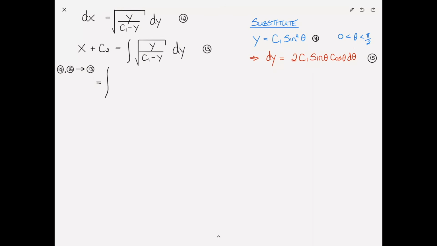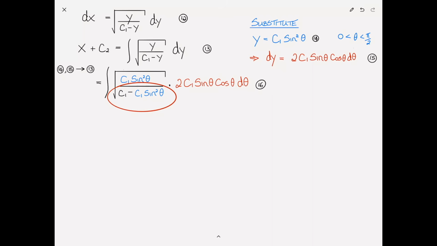Making that substitution yields the integral of root c1 sine squared theta divided by c1 minus c1 sine squared theta, where I've just substituted for y, and that is times dy, which is all of that. Number 16. We recognize that what's in the denominator here, using a trig identity, can be written as c1 cosine squared theta, because we know that 1 minus sine squared theta is cosine squared theta. Now the c1's cancel, so what's left under the square root sign is just sine squared theta divided by cosine squared theta. So that reduces to sine theta divided by cosine theta times the rest of it.